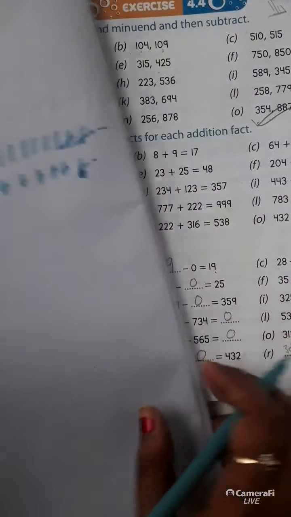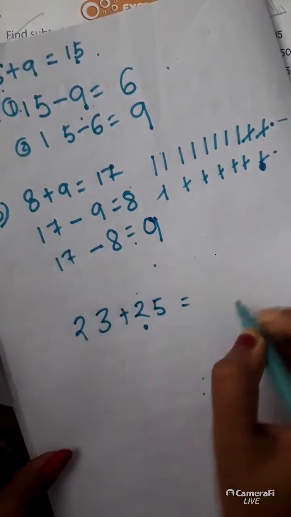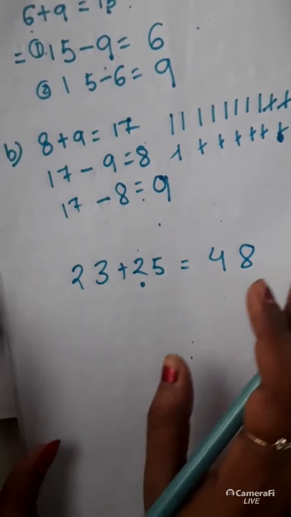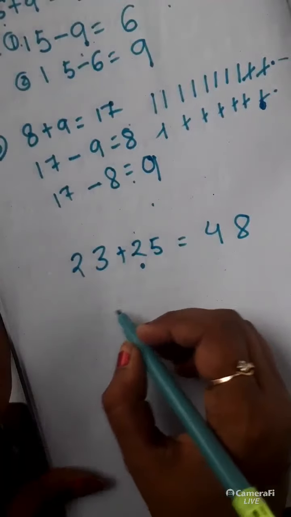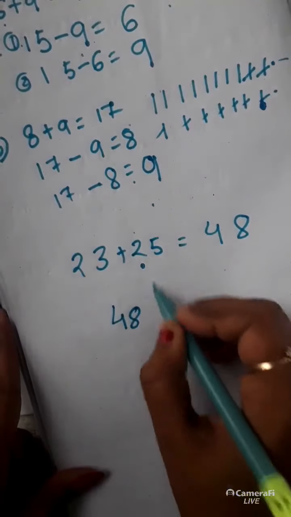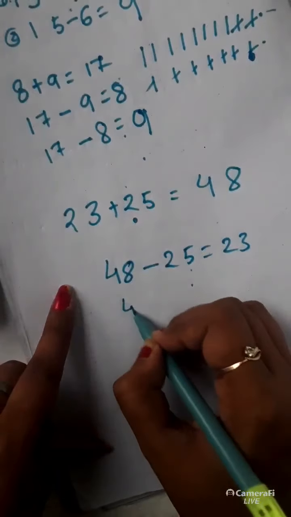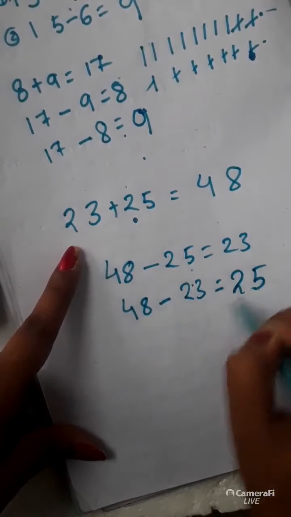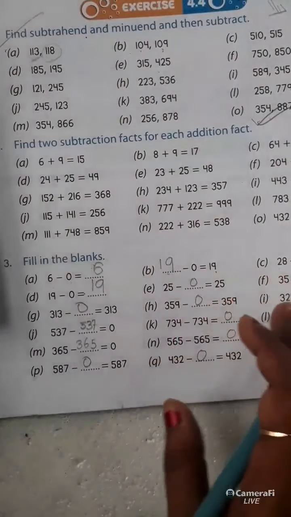Suppose the question is 23 plus 25. 23 plus 25 is 48. Suppose this type of question comes. Without any hesitation, you will do what? You will do like this: 48 minus 25 is 23, and 48 minus 23 is 25. Very easy. Okay.